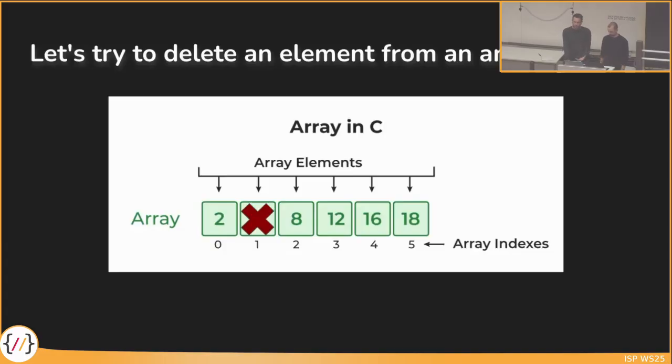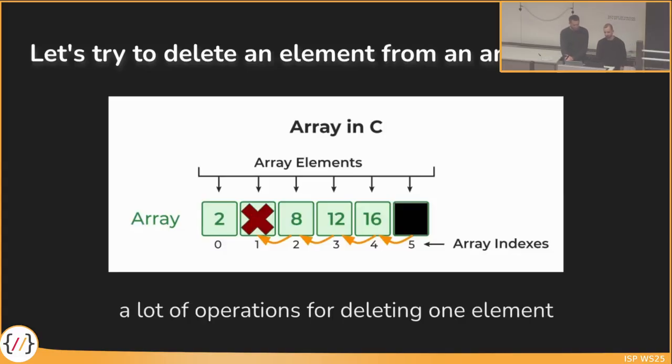So I have to do it manually by first moving the value 8 to the position at index 1. Then in the next step, 12 to position 2, 16 to position 3, and 18 to position 4. And then I also have to delete my last element, because I only have 4 items inside anymore. So I have to delete the last one. That's it. So that's a lot of operations for just deleting one element. If you use another data structure, for example the linked list, it will be a lot easier.